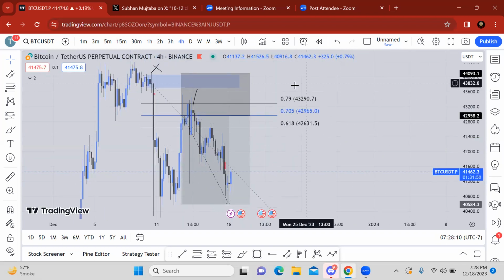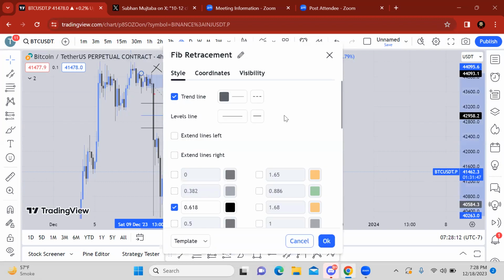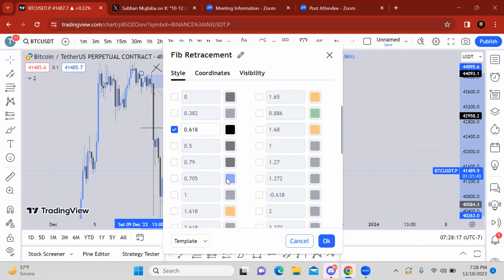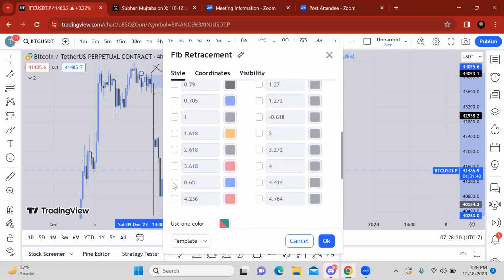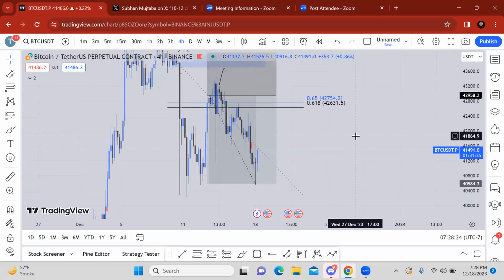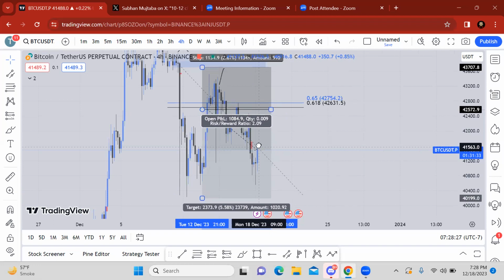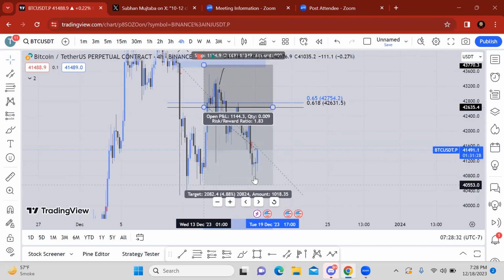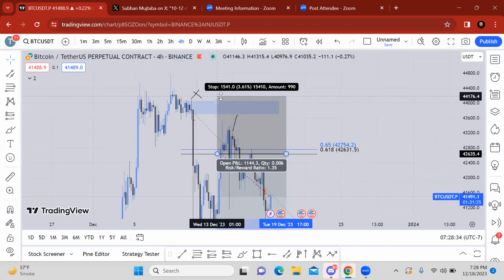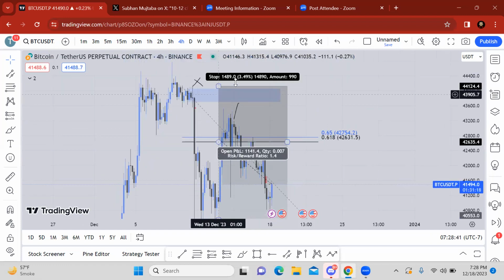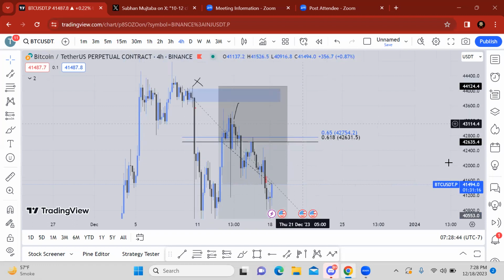Now, why do I use these three levels? I will show you. The first one which I was using, I will remove this OTE and mark only the golden pocket here. This is the golden pocket, 0.618 to 0.65. Now, how does the golden pocket work? You have to take entry in the golden pocket. Stop loss is above here, and you wait for this setup to play out.